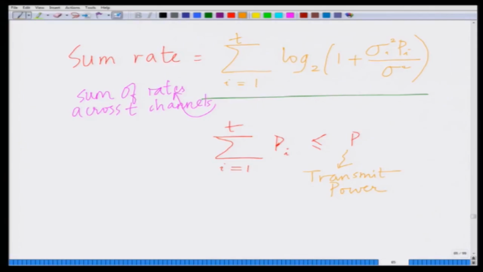Let us assume that we have a total transmit power of P, which means the transmit powers P1, P2 and so on up to Pt are the transmit powers of the t substreams or sub channels. The total transmit power is less than or equal to P, which means P1 plus P2 up to Pt, the summation, must be less than or equal to P, that is summation i equals 1 to t of Pi is less than or equal to P.